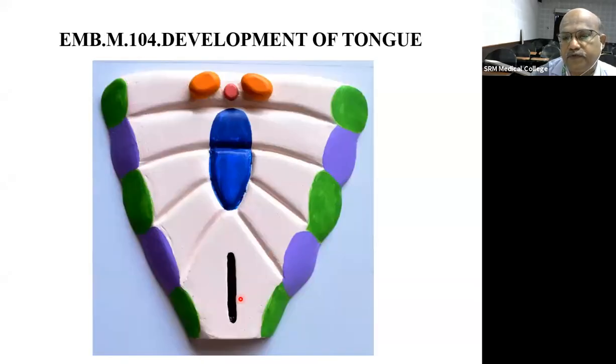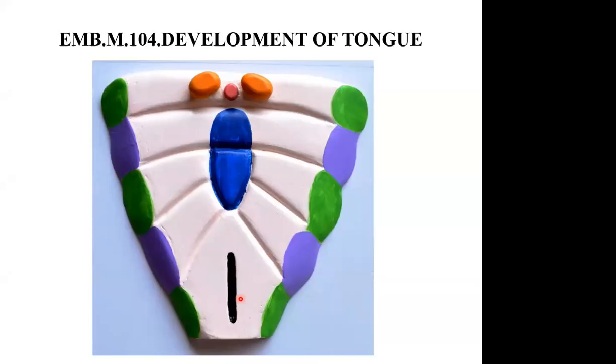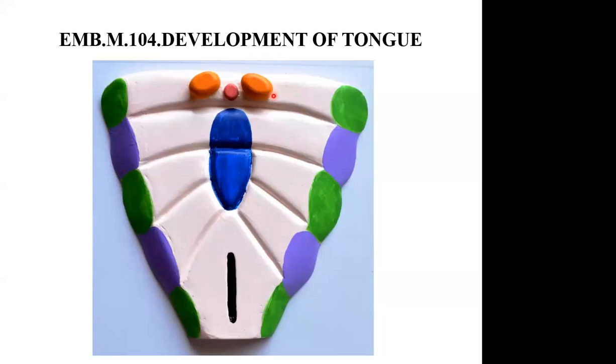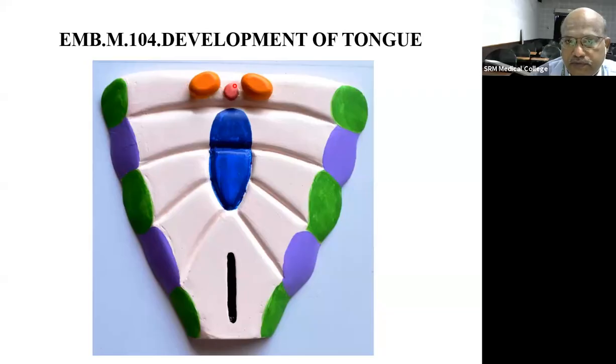Next, this is for what? Development of the tongue. This is your first arch. At the ventral end of the first arch, we have the formation of the lingual swellings, two lingual swellings, and what is this?